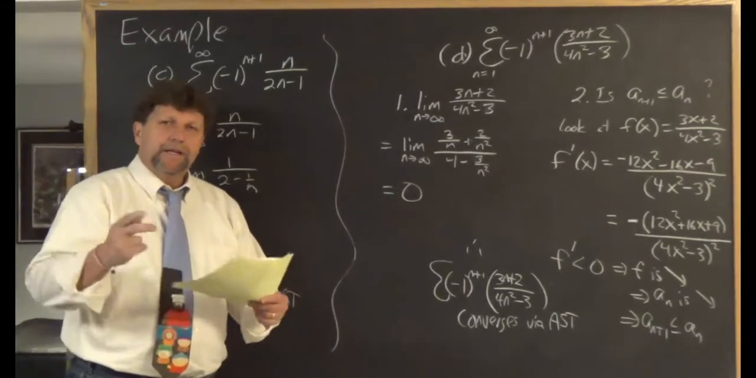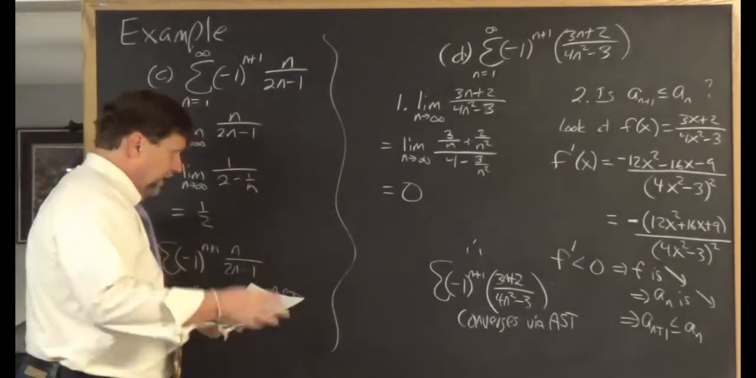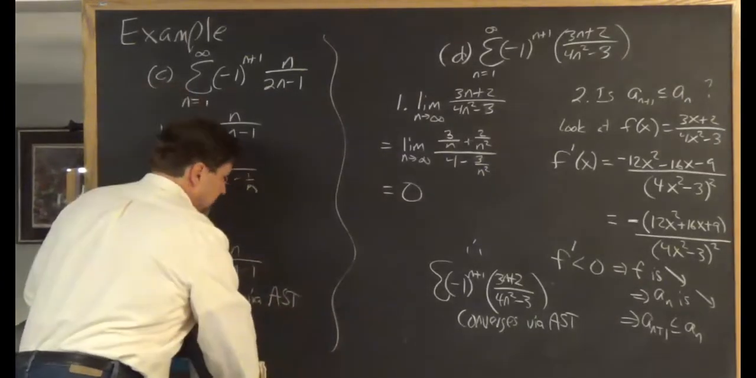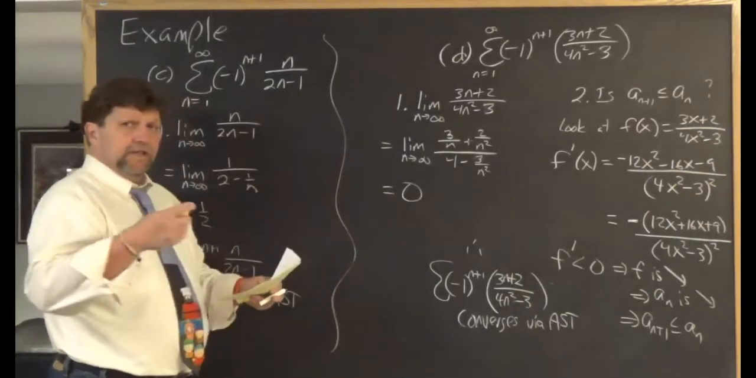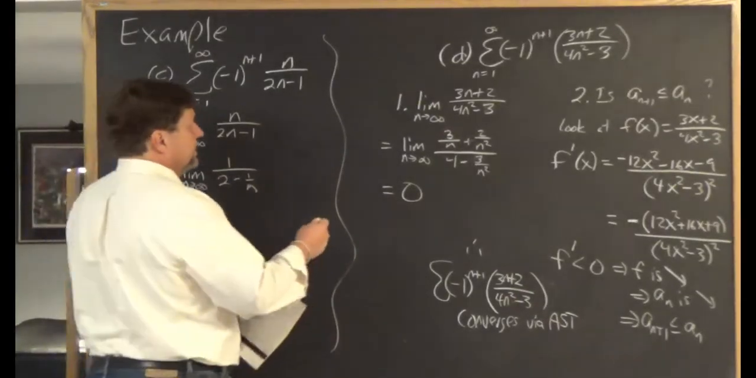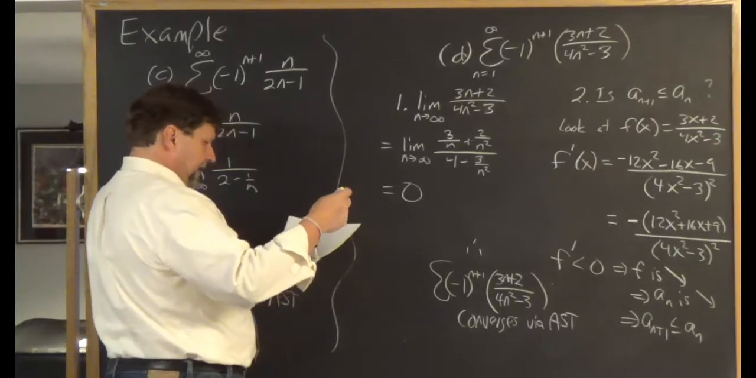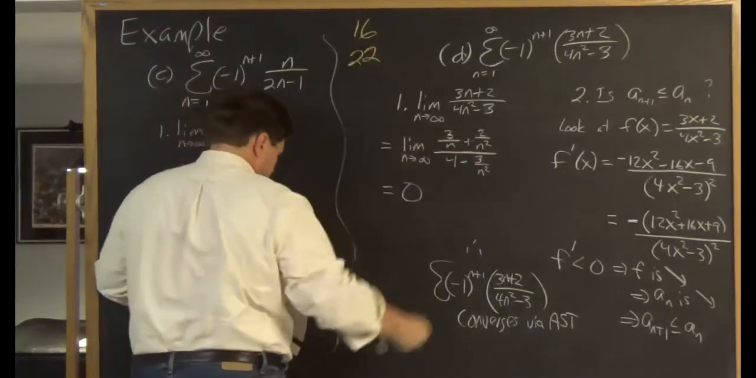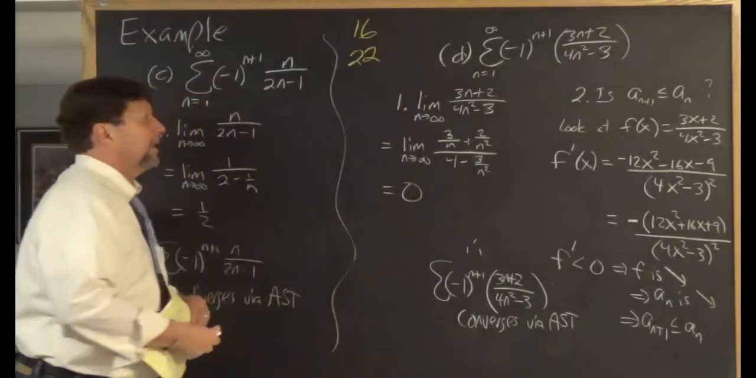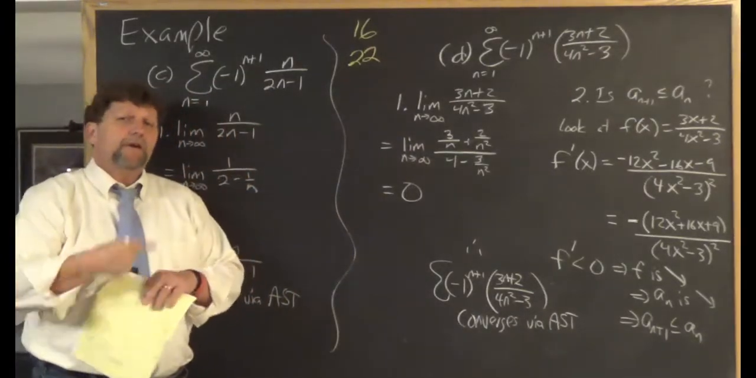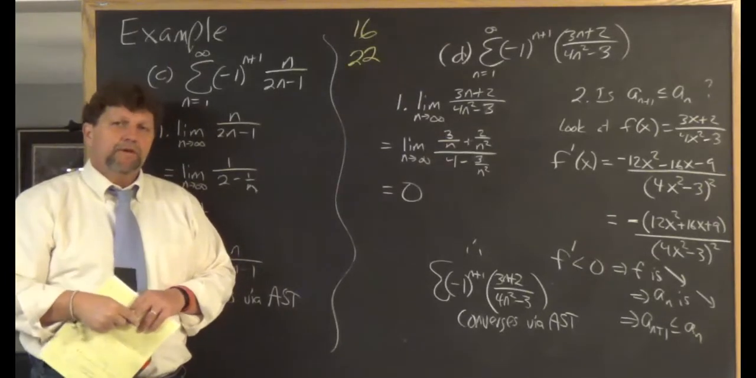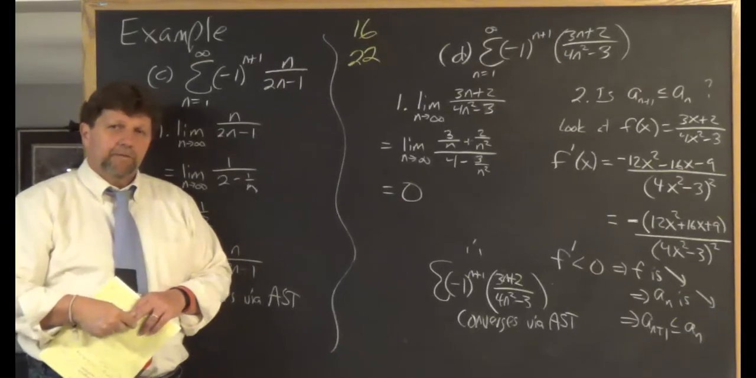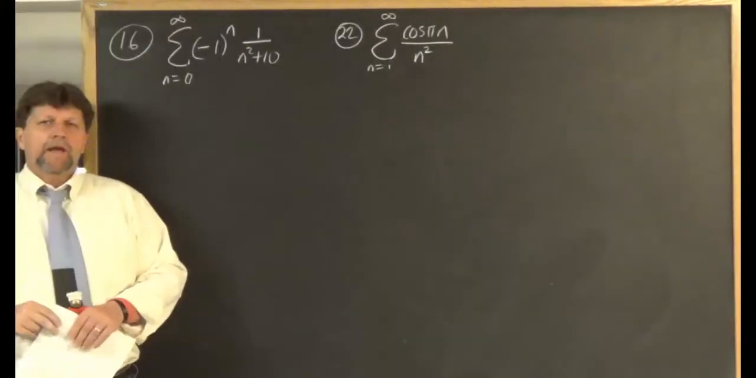All right, I have a couple here I'd like you to practice right now to make sure you're seeing how friendly the alternating series test is. So in section 10.6, go to the exercises, and right now I would like you to work number 16 and number 22. Pause the video, go work number 16 and number 22. Once you've done those two, restart the video. I'll be here at the board cranking through them. All right, folks, here we go.